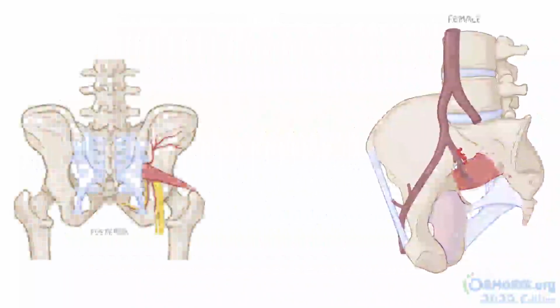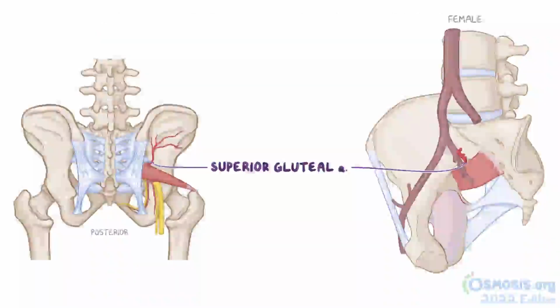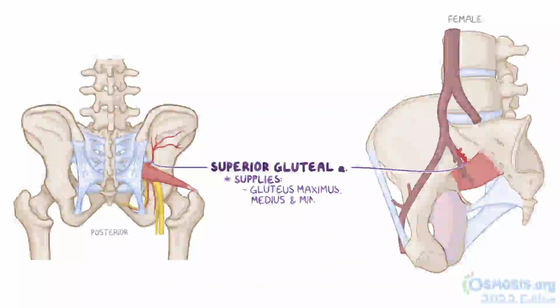The last branch of the posterior division is the superior gluteal artery, which is the largest branch of the posterior division. This artery exits the pelvis through the greater sciatic foramen directly above the piriformis muscle. Then it enters the gluteal region to supply the gluteus maximus, medius, and minimus. So the gluteus maximus actually receives blood supply from both the inferior and superior gluteal arteries.